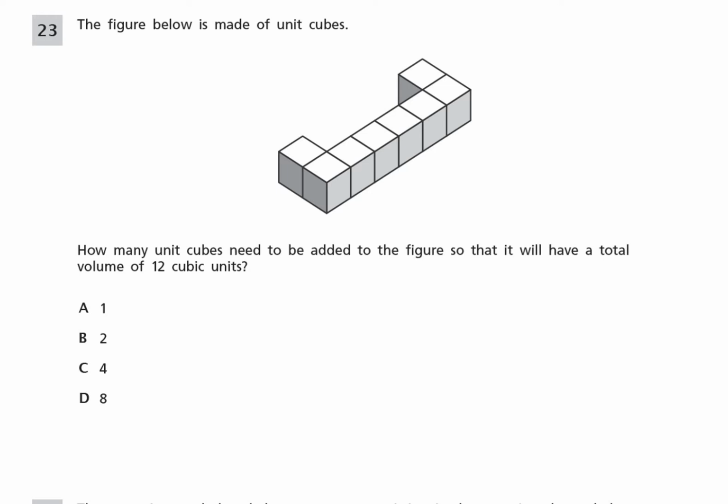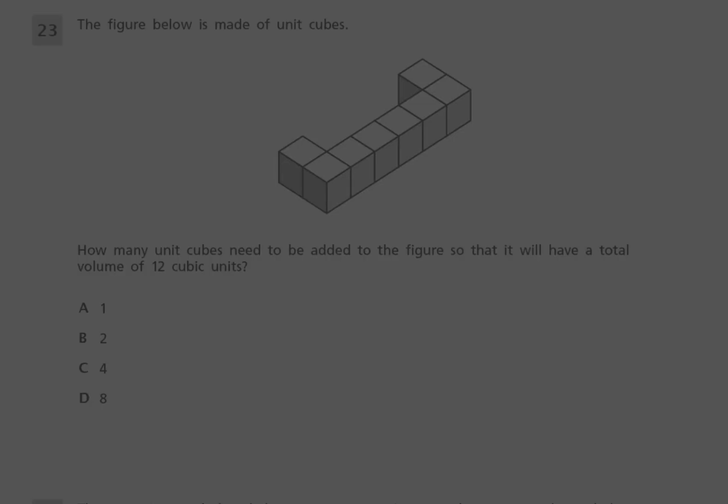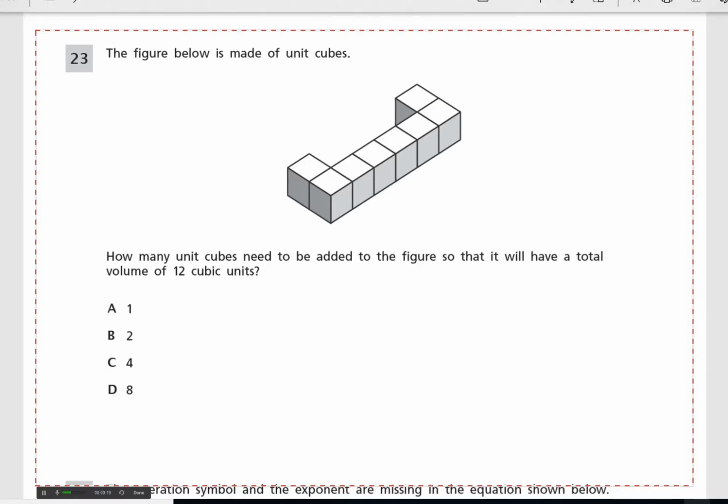The figure below is made of unit cubes. The question is asking how many unit cubes need to be added so you will have a total of 12. So what do you do? You first count how many there are, and you just keep on adding. So it's 1, 2, 3, 4, 5, 6, 7, 8. So 8, you need to put how many more? Then you're going to have 12. So of course the answer will be 4.